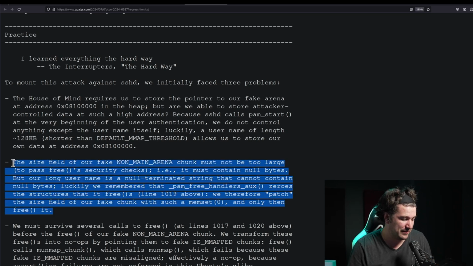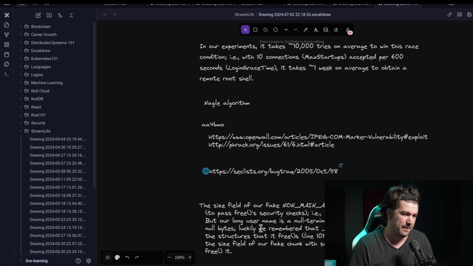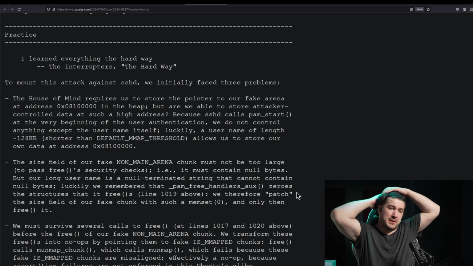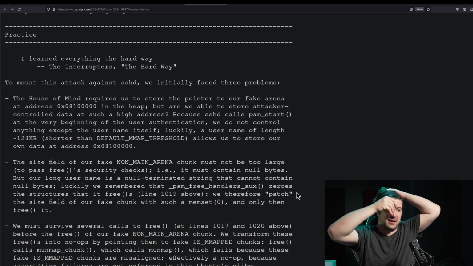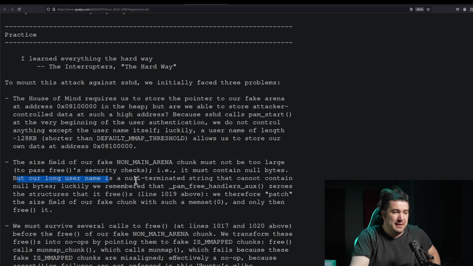I'm posting this in here. I need to think on this. The size field of our fake non-main arena chunk must not be too large to pass free's security checks. It must contain null bytes. But our long username is a null terminated string that cannot contain null bytes. Right, this is the problem. So they have to remove the null bytes. Luckily, remember that PAM free handler's auxiliary zeroes the structure that it frees.